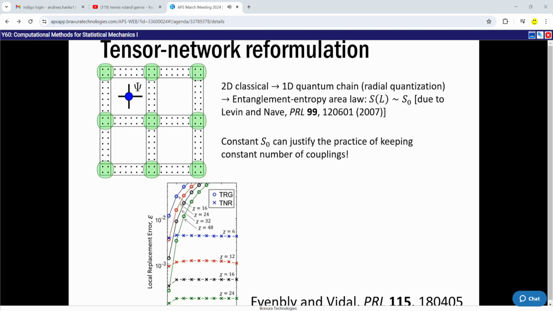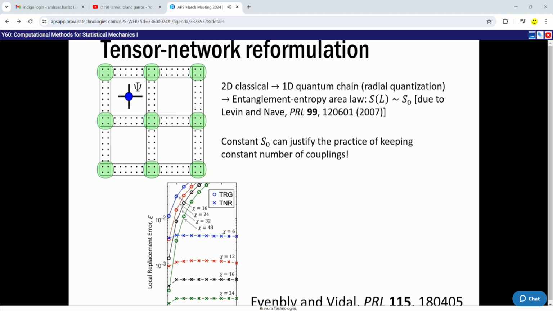And the other nice thing about this reformulation is that when you implement a real space RG by manipulating this tensor using singular value decomposition, you do some truncation, and the truncation error quite naturally gives you a quantitative way to measure what your RG approximation error is. And here this chi means how many states you are keeping during the RG. And here, this is a scheme proposed by Evenbly and Vidal.